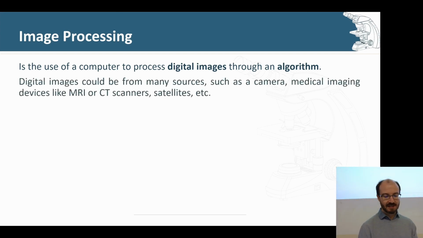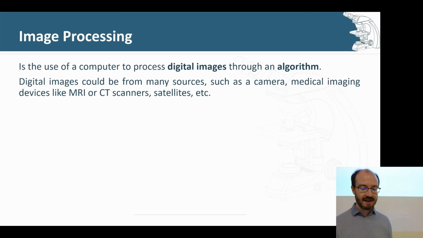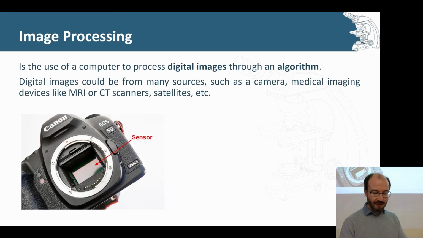Now, these digital images can have various sources. It can be from a camera, a normal photo camera. It can be from medical imaging devices such as an MRI or a CT scan. It could be from satellite imagery where you look over the Earth. It could be from your microscope. And all of them have something in common, and that is that they've got a sensor inside.